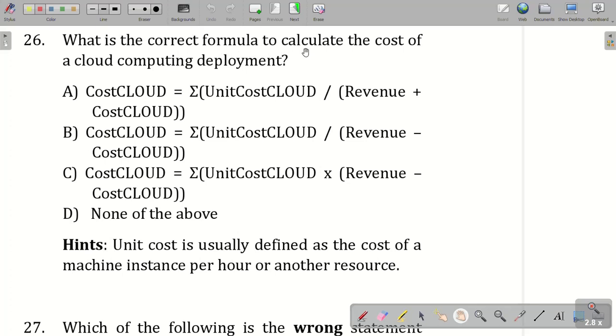What is the correct formula to calculate the cost of a cloud computing deployment? Cost cloud equals summation of unit cost cloud divided by revenue plus cost cloud. Cost cloud equals unit cost cloud divided by revenue minus cost cloud. Cost cloud equals summation unit cost cloud into revenue minus cost cloud. The unit cost is usually defined as the cost of a machine instance per hour or another resource. So the correct answer is B.